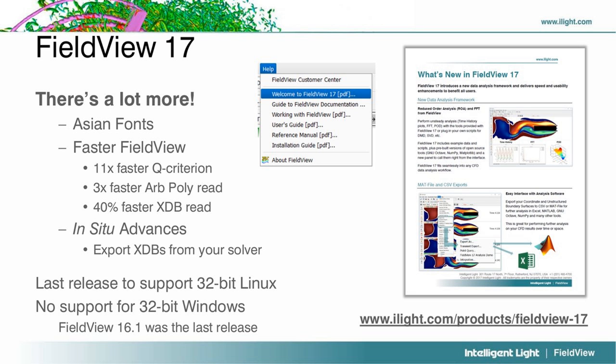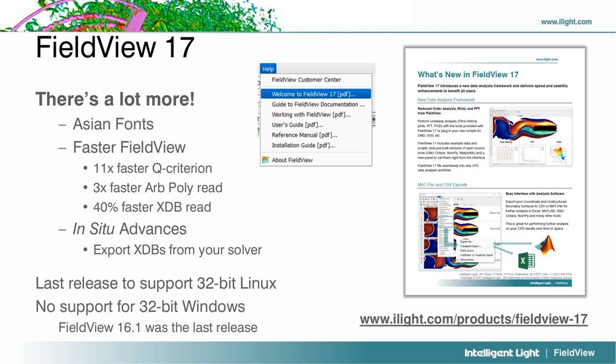Just to name a few, we have a faster built-in Q-criterion variable, which is 11 times faster to create big isosurfaces of Q-criterion compared to the previous version of FieldView. We have a much faster hard poly reader, a 40% faster XDB read, which also affects all the surface-only readers. And we've made significant advances in the area of in situ, with a number of solvers now being able to export directly to or extract XDB format straight from the solver without even going through FieldView.